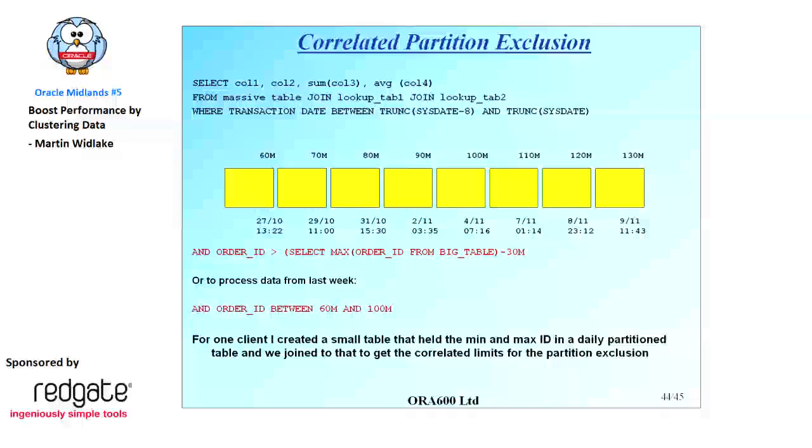And you can say between this value and this value. You know you want last week's data. You know how many records per month you get. You can do a calculation and do it this way. So you can give it a correlated range, and it will do partition exclusion. That could be a little bit too unstable for you. So what I did for one client is I created a tiny, tiny table which held the min and max. And they added that in a join in the where clause. So they collected those two values from the lookup table and used those as further where clauses. Their performance went from terrible to almost good enough just by doing that.